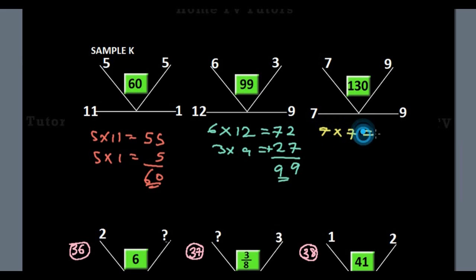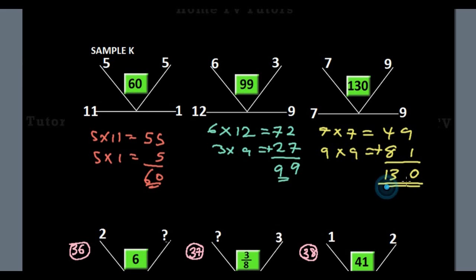7 times 7 gives us 49, while 9 times 9 will give us what? 81. Okay, so if we add this up, we have 9 plus 1 gives us 10, write 0, carry 1. 4 plus 8 gives us 12, plus that 1, 13. Exactly, so it is just the addition of the product of the numbers on the left hand side and the product of the numbers on the right hand side.